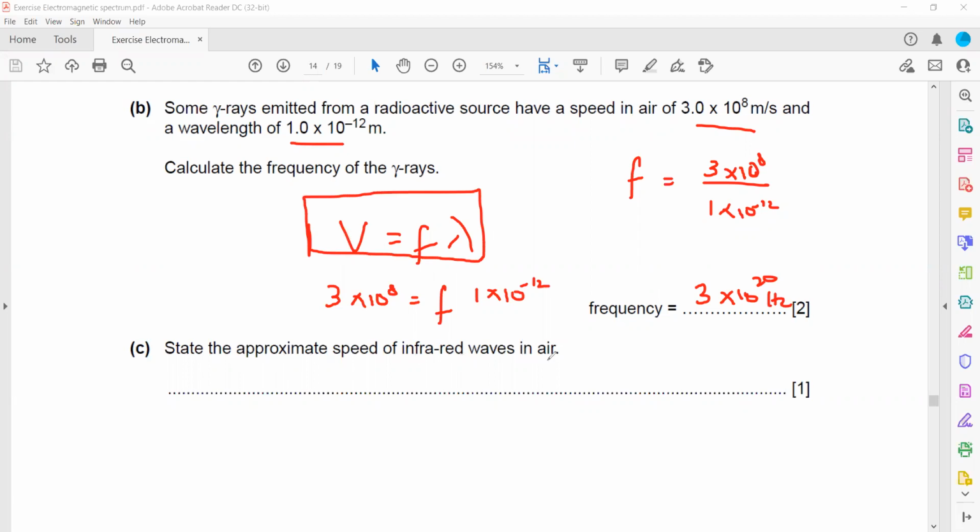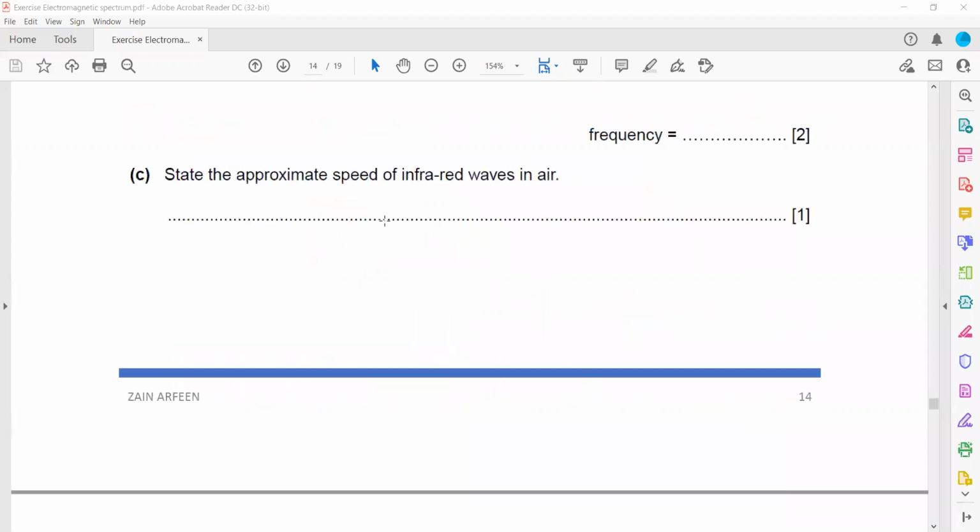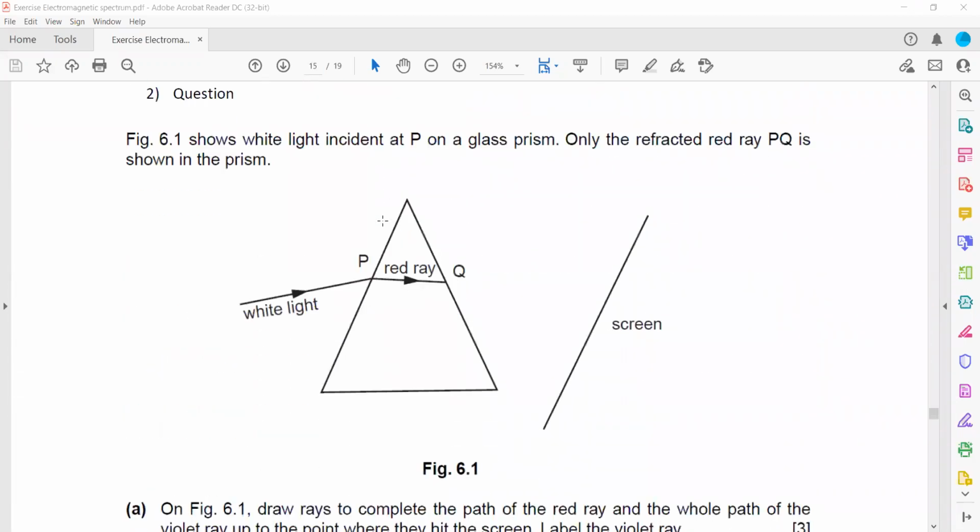State the approximate speed of infrared in air. So in a vacuum or air, we consider, in air it is slightly less, but we consider all have the same speed, which is 3 into 10 power 8 meter per second, or you can say 3 into 10 power 5 kilometer per second. So 300,000 kilometers every second these radiations can travel.